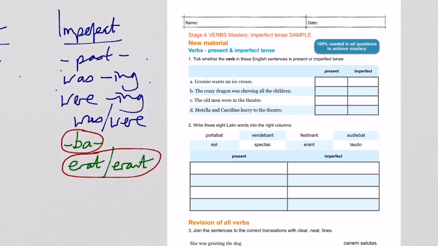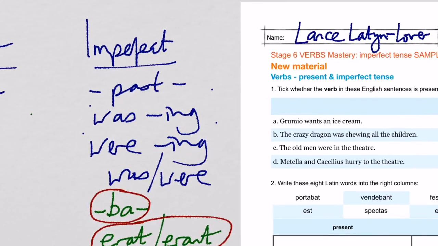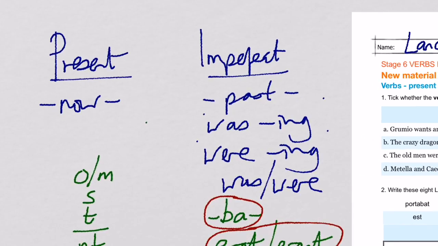So, zooming in. Name, okay, that's tricky. Let's go for Lance, Latin lover. That's a good name. And the date today is the 12th of May 2016.